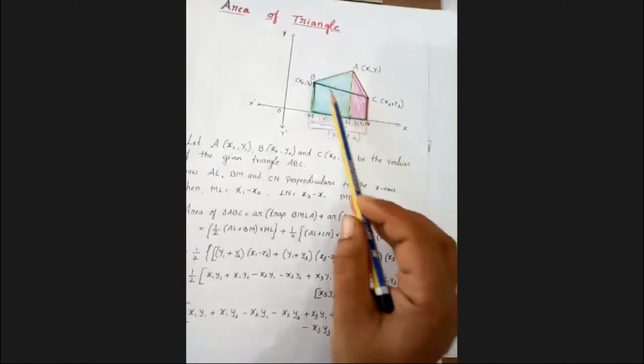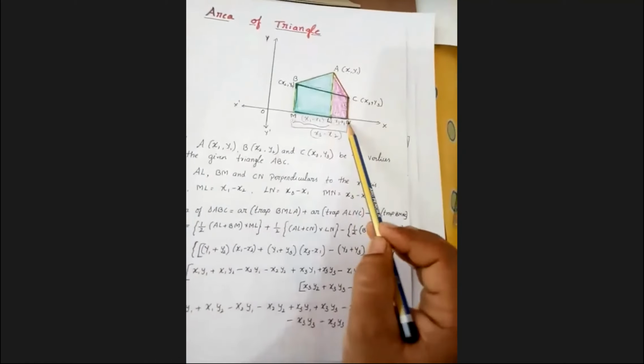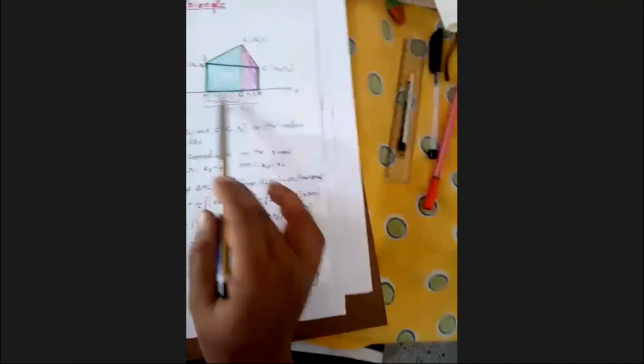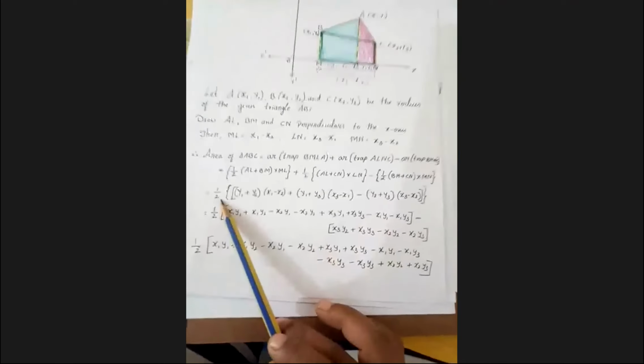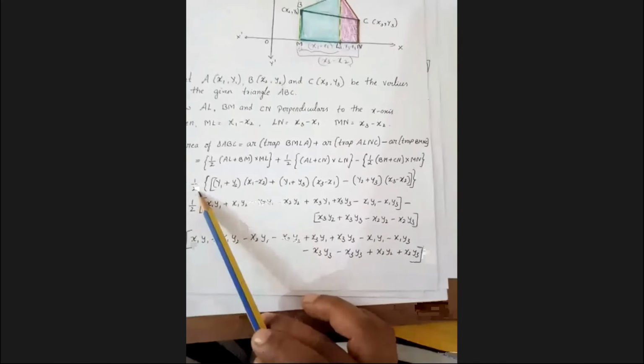Same thing, I am taking trapezium BMNC. BMNC opposite sides are BM plus CN and the height is MN. I just mentioned it over here. Am I clear, children? In all three trapeziums, half is common, so I've just taken half common outside. Am I clear?